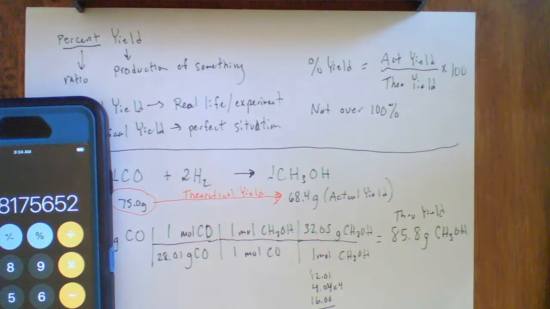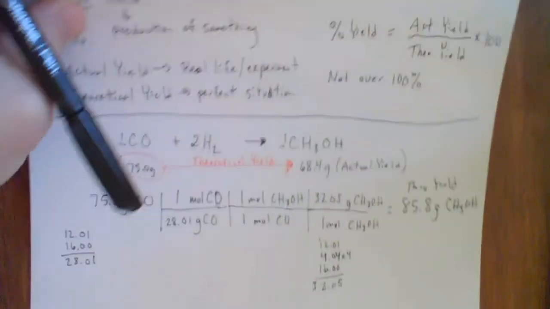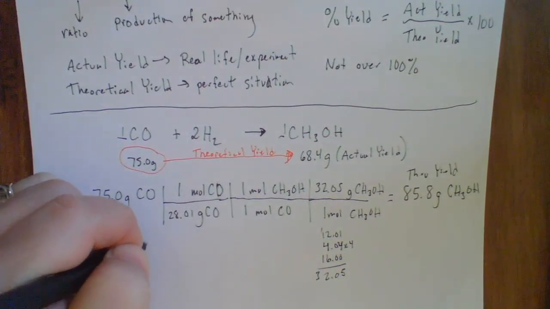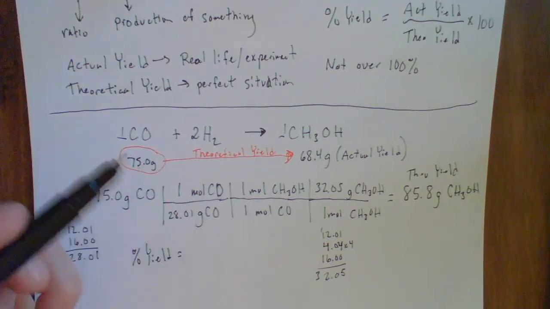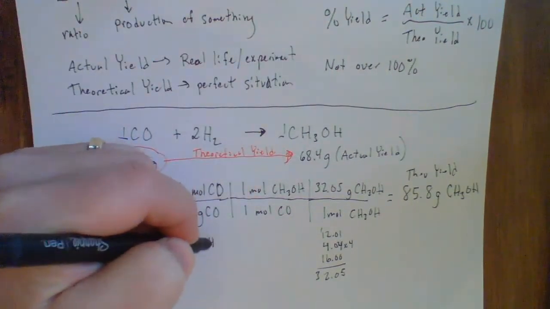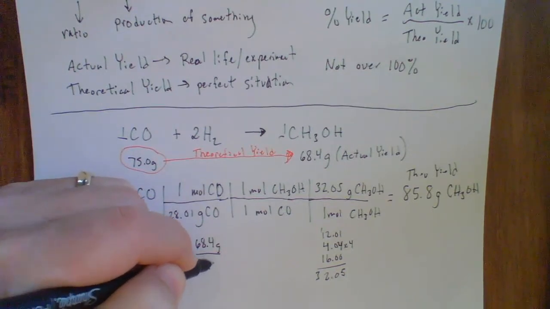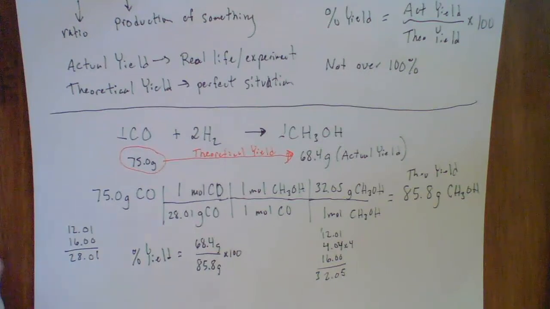So now what we want to do is figure out, well, what is the percent yield of this process? To find our percent yield, we just have to do the ratio of the two. So percent yield is equal to our actual yield over our theoretical yield, and then we're just going to times that by 100.